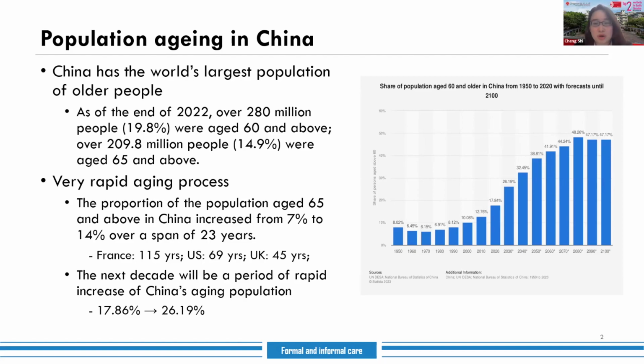And also, we can see the figures on the right side. In the next decade, between the year 2020 and 2030, the proportion of the population aged 65 and above will still increase, from 70% to 26%. So we can expect that we are still facing a very rapid aging process in the next decade.